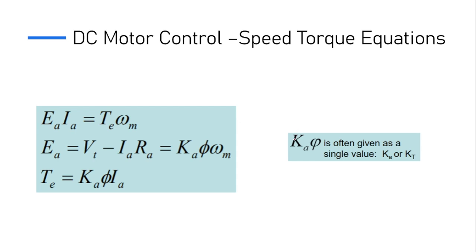Cool. So we're getting into the fun stuff, right? Now we're going into the speed-torque equation, which is basically motor control. The main equation we use over and over for motor control is obviously the power-torque equation. That's very important. And then you have this equation for E, so you have Vt minus IaRa is equal to Ka phi omega m. That will never change. And then you have your torque equation. These are the three you're going to be rinsing and repeating over and over.